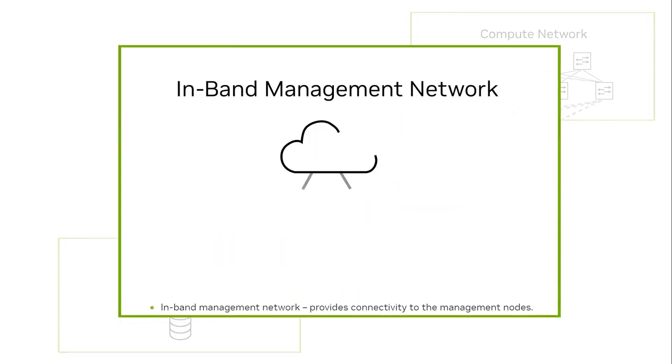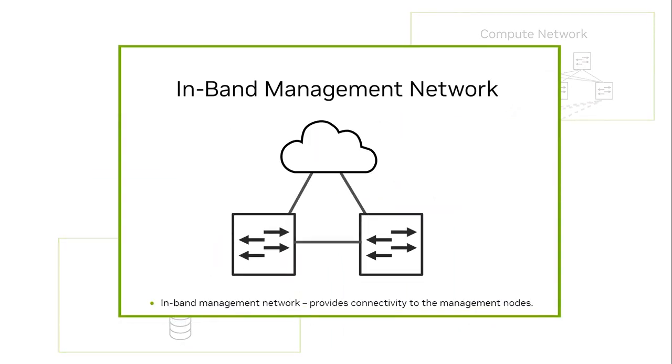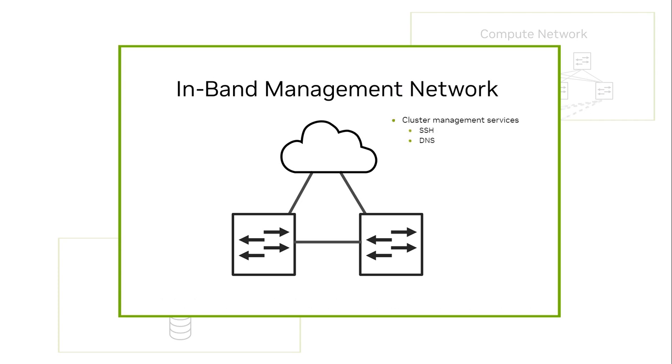The in-band management network provides connectivity to the management nodes. It's the primary network for everything that isn't inter-job communication or high-speed storage access, such as cluster management services, for example SSH, DNS, and job scheduling, access to the NFS home file system, and external services like the NGC registry, code repositories, or data sources.